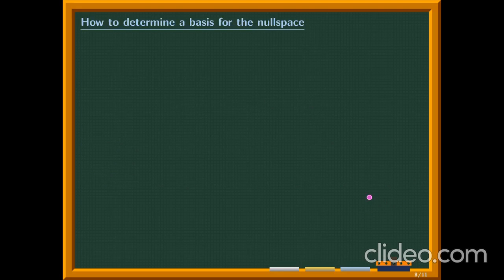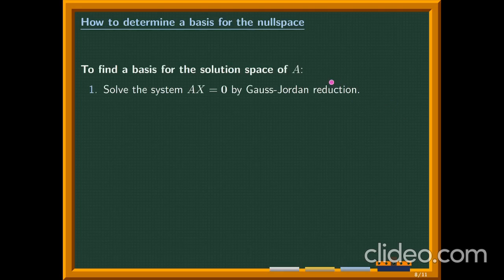Since the null space is a vector space, one thing of interest to us would be how to obtain a basis for this vector space. In this slide, we give an idea on how we can find a basis. So given an m by n matrix A, to find a basis for its solution space, we simply solve for x in the homogeneous linear system Ax equals 0 using Gauss-Jordan reduction.